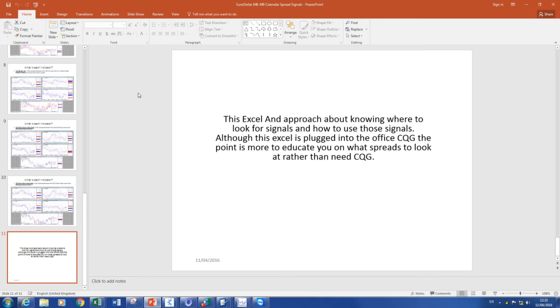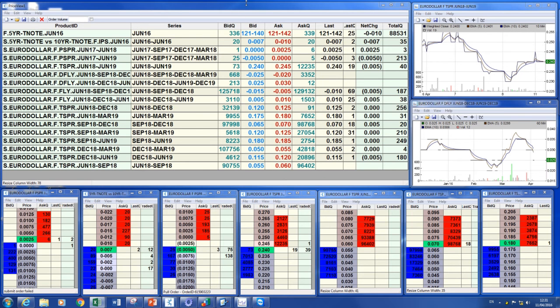So that's enough for the PowerPoint. This Excel and approach and knowing where to look for signals and how to use these signals. Although, you know, this Excel will be plugged into the Office CQG. I think you can generate most of these signals on your Stellar, right? So once you start to get comfortable with knowing what to look at, what's correlated, you're going to be able to easily bring this in as part of your trading.